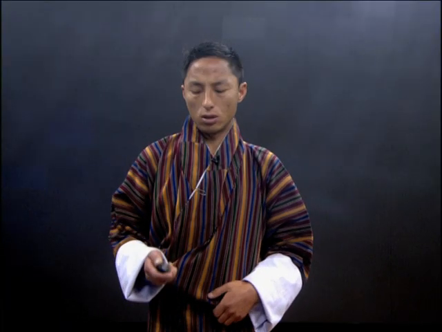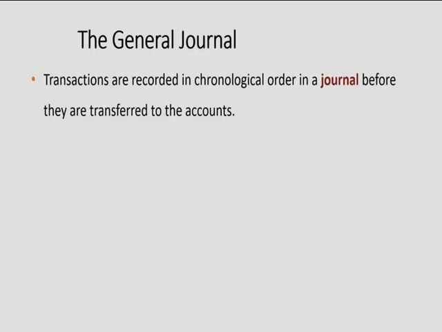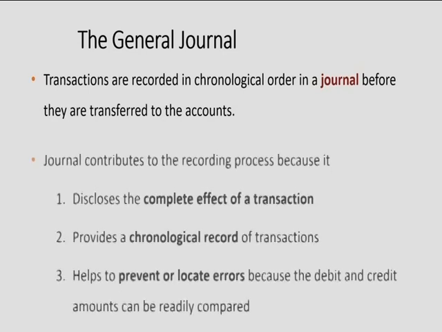First, we'll talk about the journal, a general journal. The general journal is the record of transactions that are recorded in chronological order in a journal before they are transferred to the accounts. I repeat, the transactions are recorded in chronological order in a journal before they are transferred to accounts. So where these transactions are recorded, it is called the general journal.